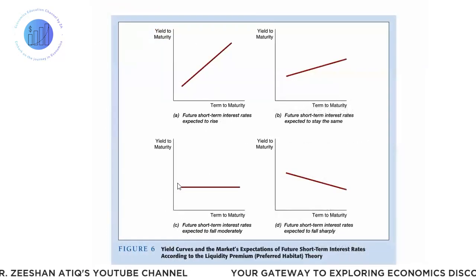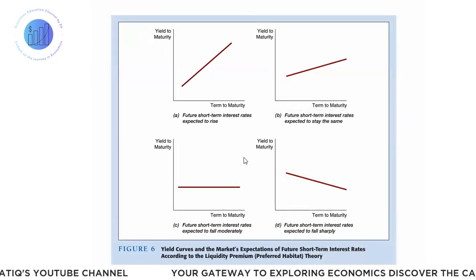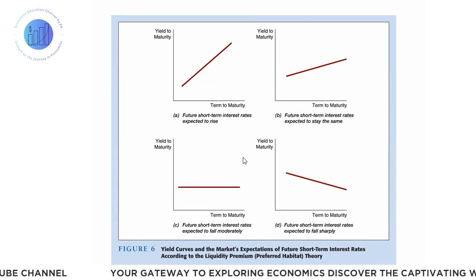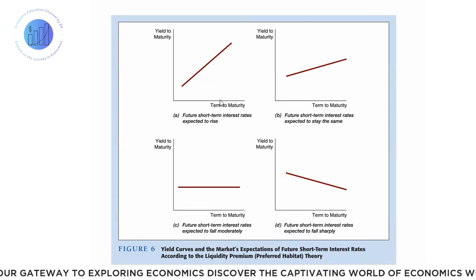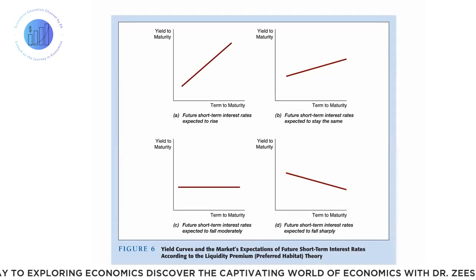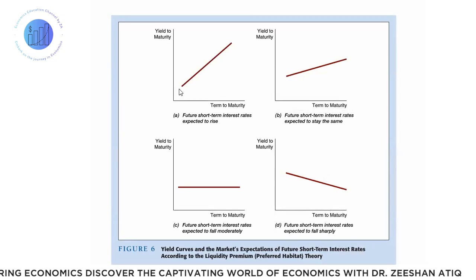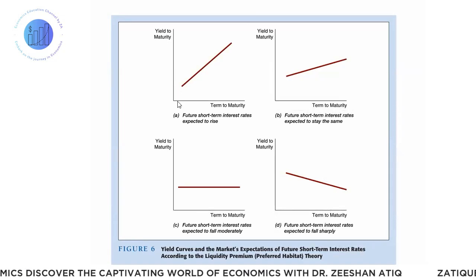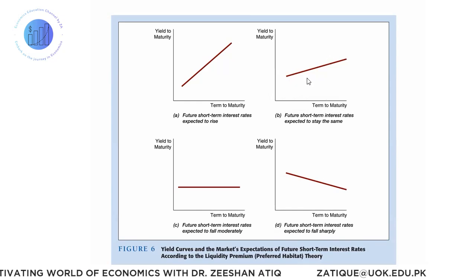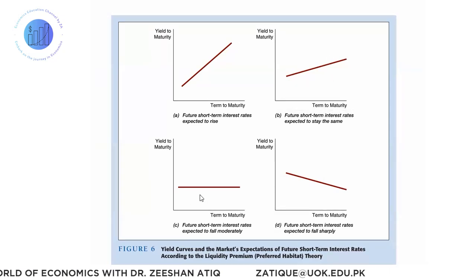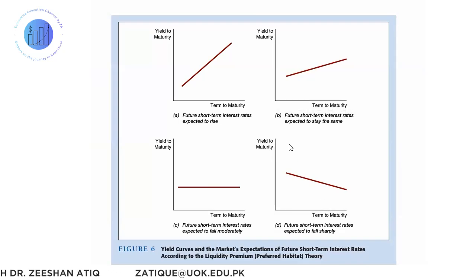These are the possible shapes of the yield curves. If you look at this, this is a positive upward sloping curve, which goes from this corner to the top. This is the flat, the horizontal, and this is a downward sloping curve.